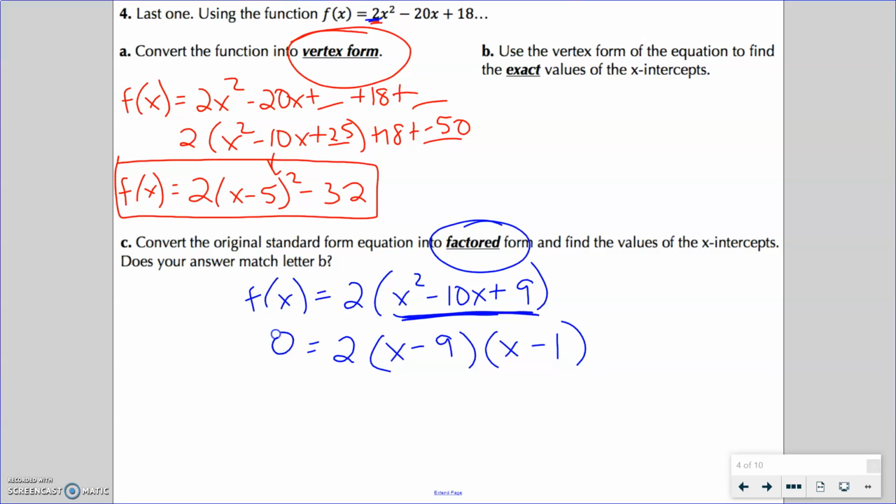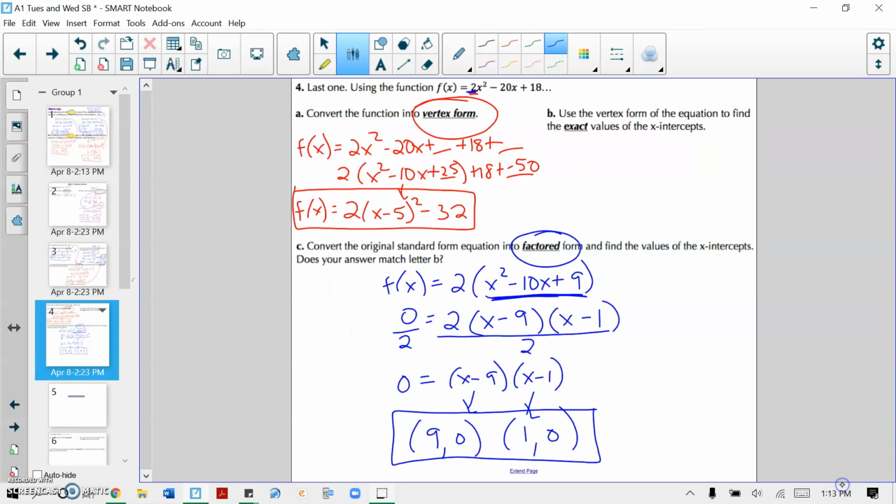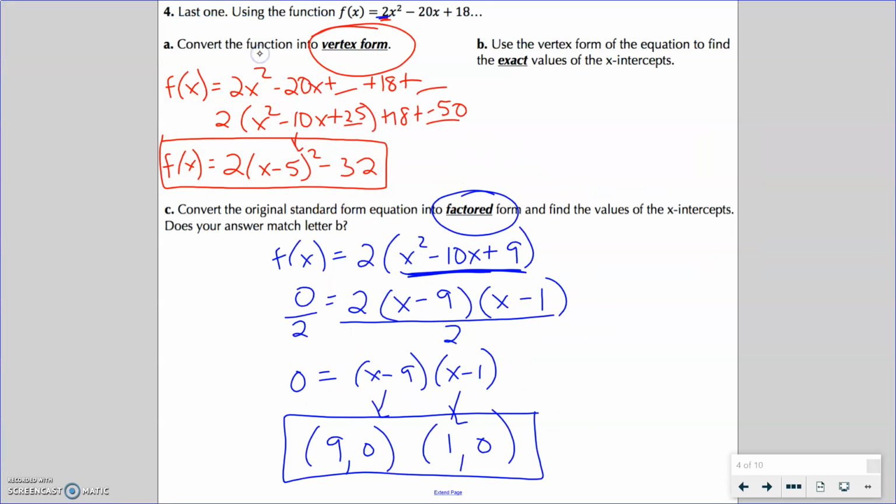Now, when I go to solve for my x-intercepts, basically what happens with the 2 in the front, it's almost like you're dividing both sides by 2, and 0 divided by 2 is just 0. So when you have that GCF in the front from factoring, it just kind of goes away. You can even ignore it if you want to. So one x-intercept is going to be (9, 0). The other one is going to be (1, 0). So let's solve it using vertex form and see if we get the same thing.